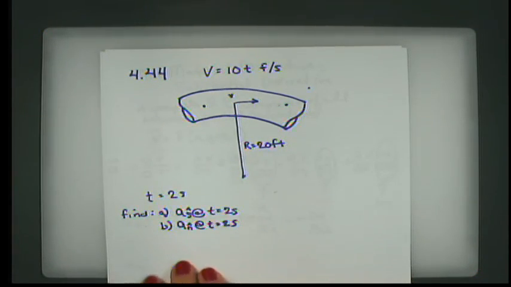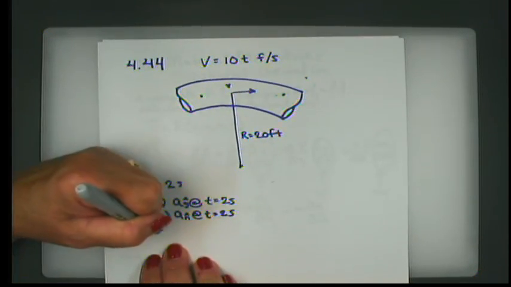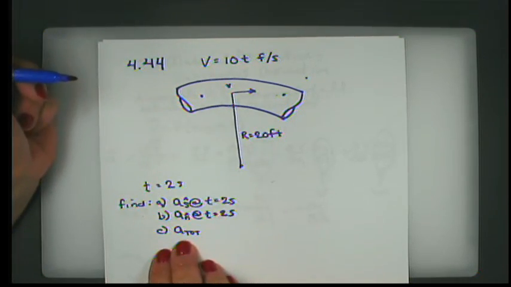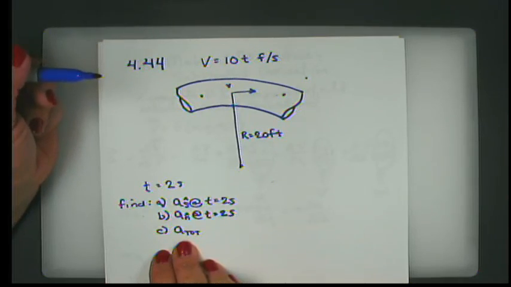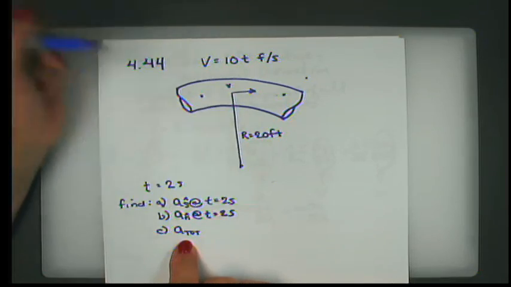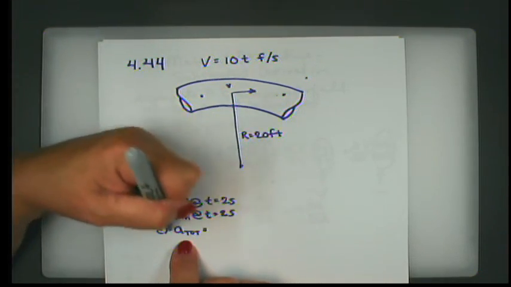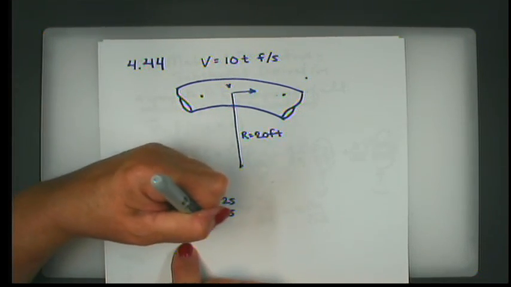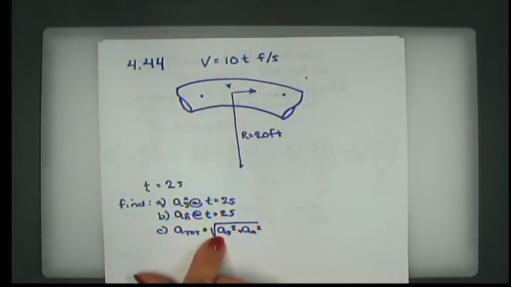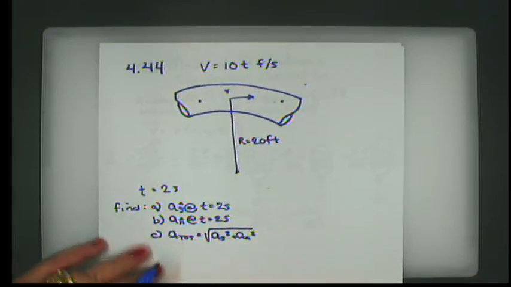And finally, the net acceleration, which is going to be a subtotal. Now, we haven't really done this yet, but in physics and in dynamics, you'll remember that since s and n are perpendicular to each other, that magnitude is going to be equal to the square root of a sub s squared plus a sub n squared. So we're going to find those two. We are golden here.